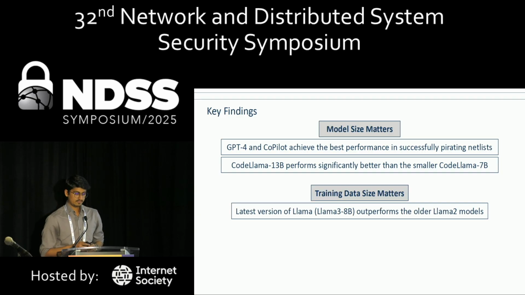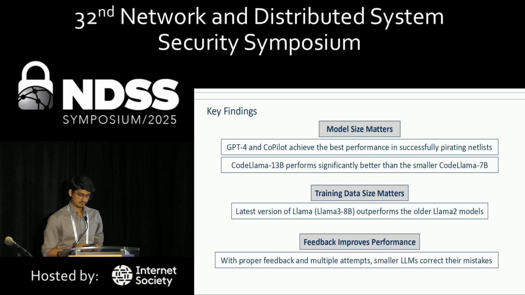The other observation that we had is that training data size is also very important. And that can be seen by this observation where if we evaluate this technique on an older generation Llama 2 language model, it does worse compared to this newer generation Llama 3 language model, which are essentially the same size, but just the training data size for Llama 3 is much larger compared to Llama 2.